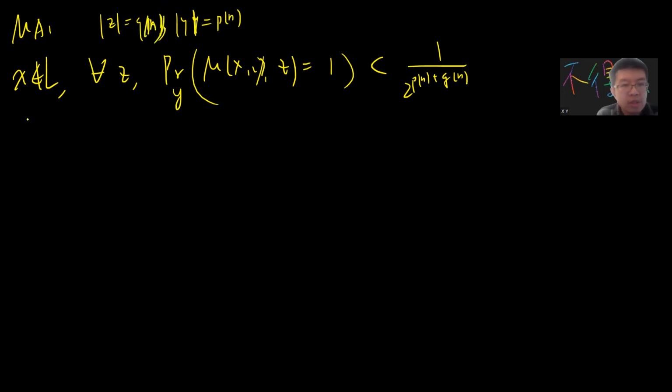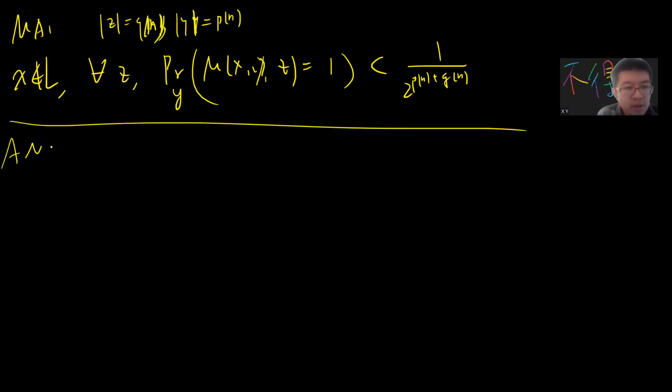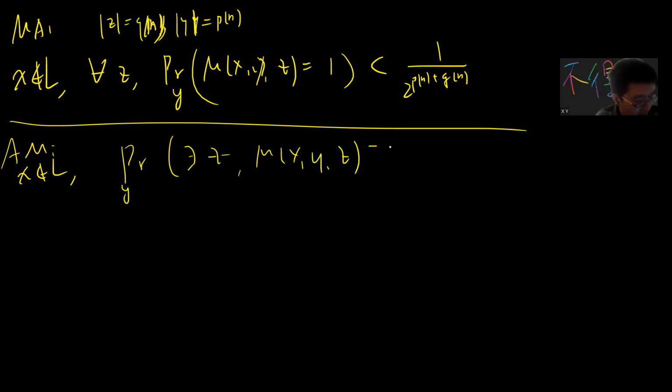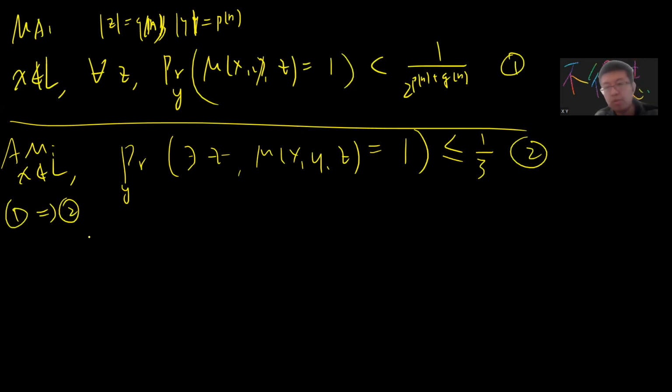Okay, and so M is, x belongs to L, and then I want to ask the probability over y that there is a z, and M of x, y, z is 1, is less than or equal to this. Okay, I want to claim that 1 implies 2. But if this is true, then I'm happy. Right, we finish the proof.